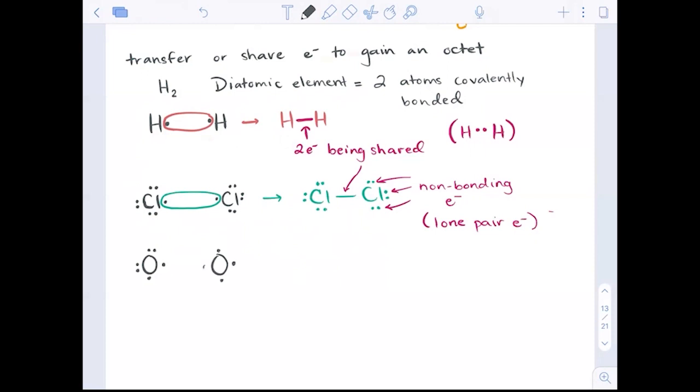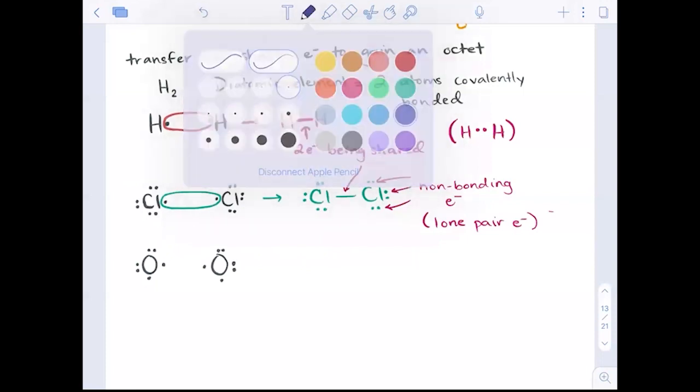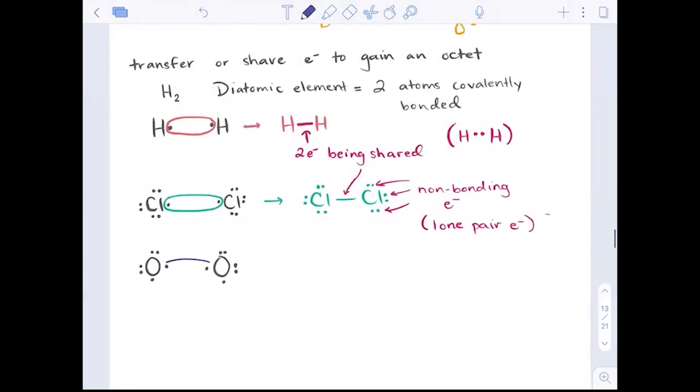Oxygen is another one. I want to bring up oxygen because he's a little bit different than the other two we just saw. Oxygen likes to make 2 bonds, and we can see that occurring. Now, when that happens, oxygen literally puts 4 electrons in between those 2 nuclei. This is what we would call a double bond.